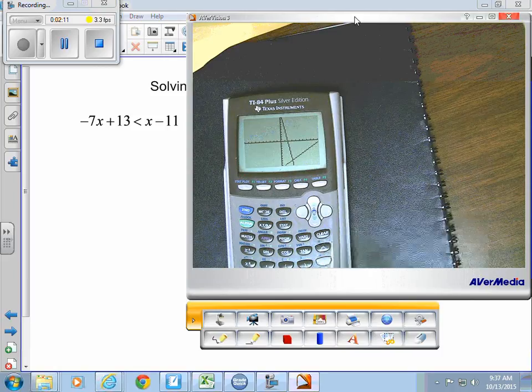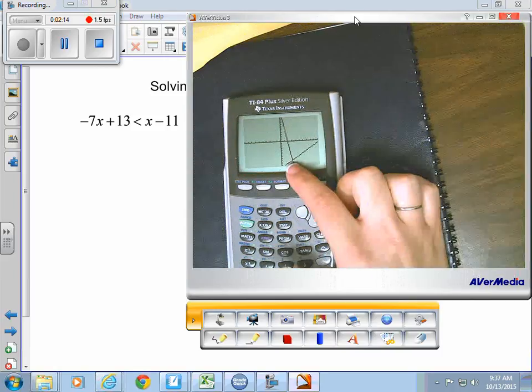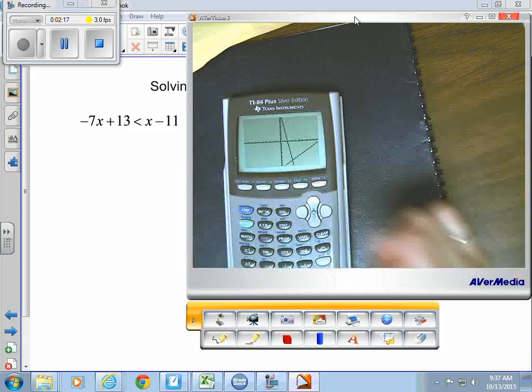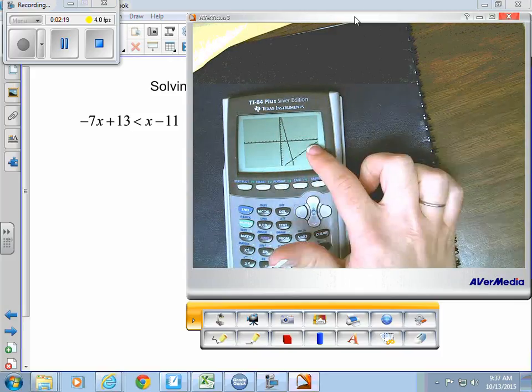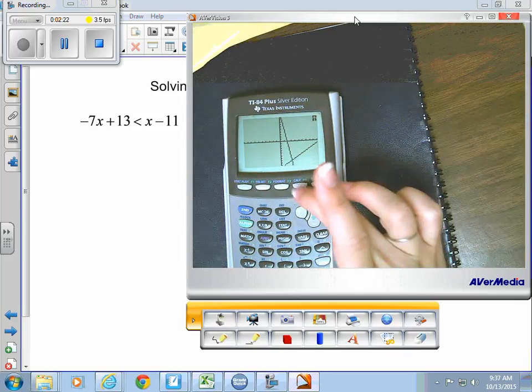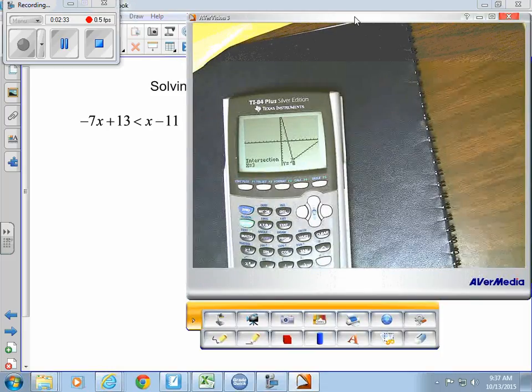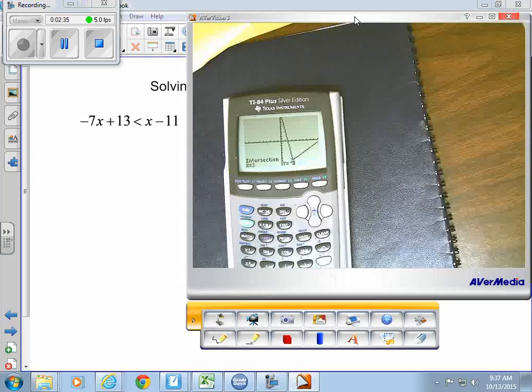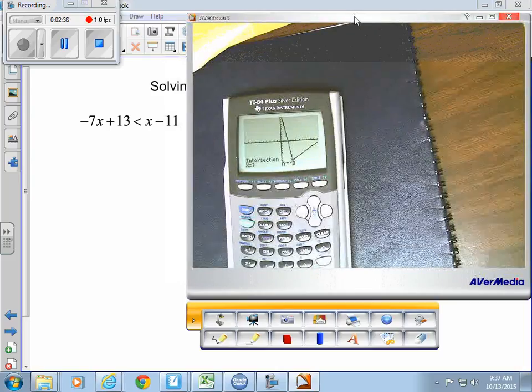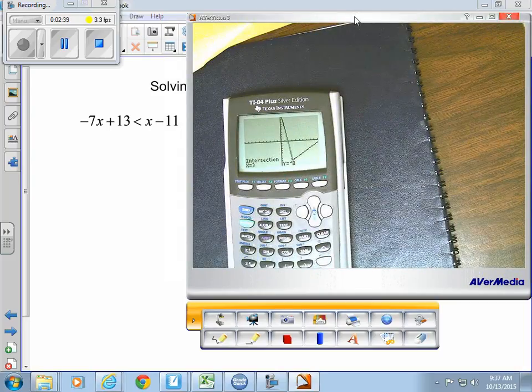So the first one that graphed was the negative 7x plus 13. And the other one was the x minus 11. The first thing I'm going to find is the intersection, which we are getting pretty good at, right? And I get that they intersect at 3. So I know that it's either x less than 3 or x greater than 3, and I need to know which one. So I want to look at graphically how you tell that.